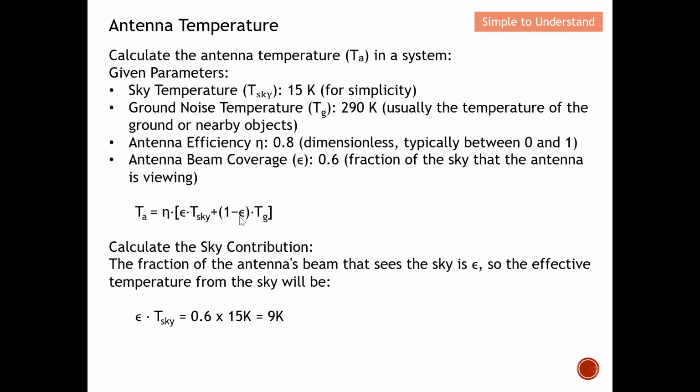Now we are ready to calculate. Let's do a quick calculation on the sky contribution first. The fraction of the antenna beam that is from the sky is mentioned here, which is 0.6. So the effective temperature from the sky will be from here. As I mentioned earlier, we can break them into two. So let's quickly calculate for the sky first. This is 0.6, and the temperature for the sky is about 15 Kelvin. Therefore, the sky contribution is 9 Kelvin.